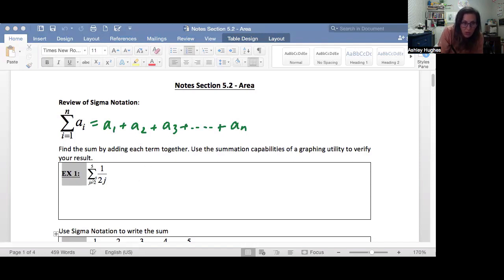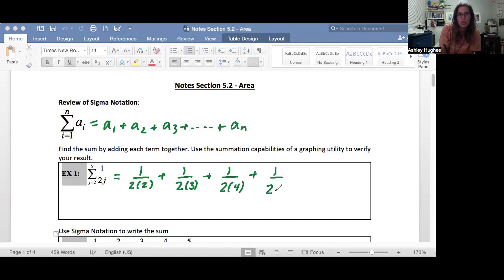And then it says we're going from j equals 2 to 5, 1 over 2j. So just trying to see, do you understand what we're doing? So j equals 2 to begin with. So 1 over 2 times 2 plus 1 over 2 times 3. We're counting by integers. So 2, 3, 4, and then j is 5. We're going to sum all those up, and we get 77 over 120.